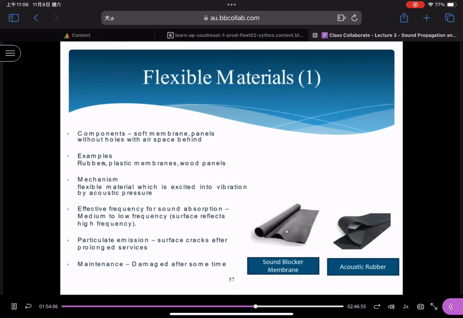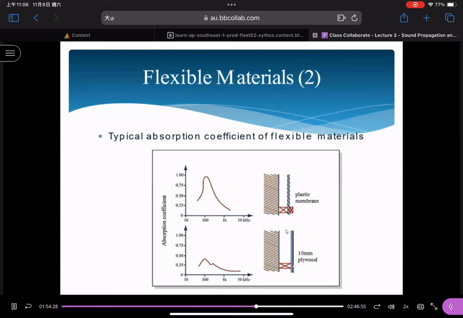The second one is the flexible materials. We may make use of a sound blocking membrane or acoustic rubber as flexible materials. The durability of this one is much longer than porous materials, but after a period of time, we still need to replace it. It is more suitable for medium to low frequency noise. You can see that this is a typical effect with the flexible material. It is more suitable for the medium frequencies. The absorption coefficient can go up to 1, but for high frequency, it drops to below 0.52.